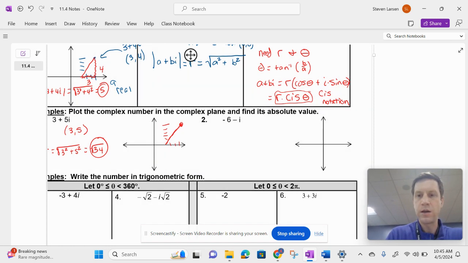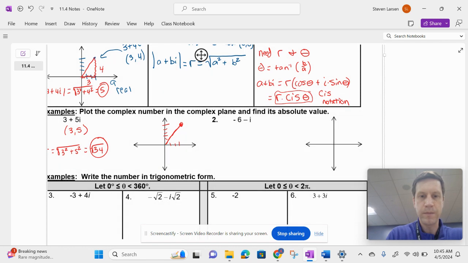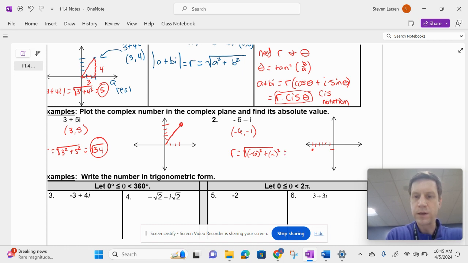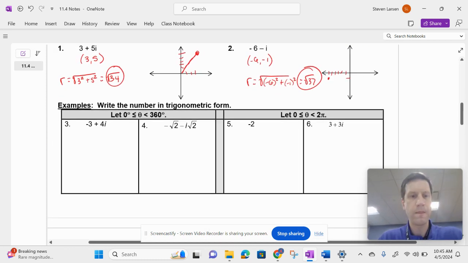All right, negative 6 minus i. Oh, messed that up. All right, so this would be negative 6 comma negative 1. So negative 6, negative 1, and then r would equal square root of negative 6 squared plus negative 1 squared. 36 plus 1 is 37, root 37. All right, now we're going to write in trig form.